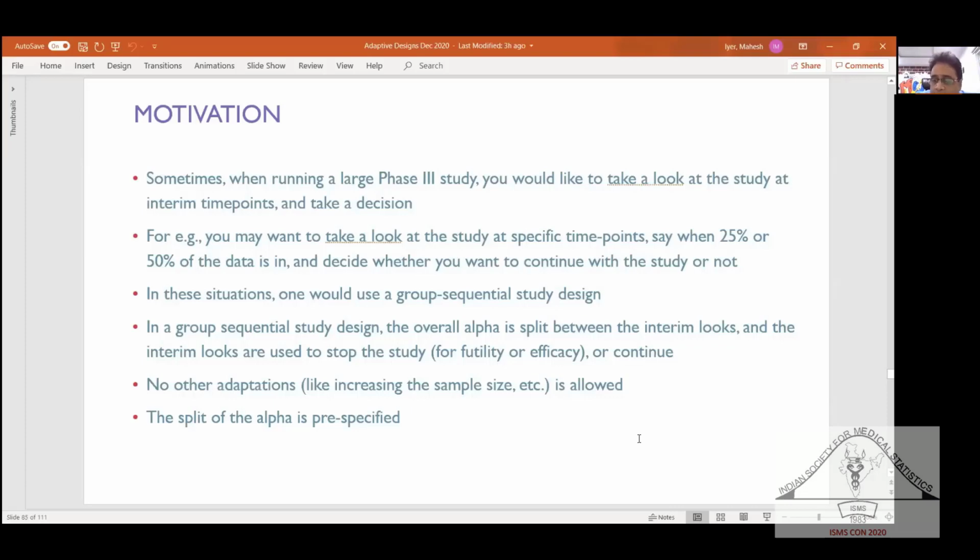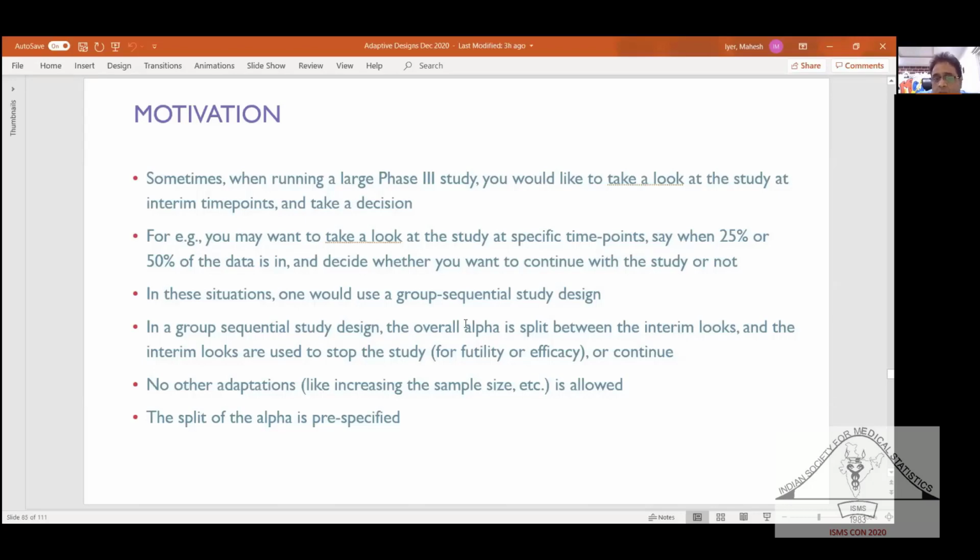So let us say that you're expecting 1,000 patients in the study. You take a look at when 250 patients are in, when 500 patients are in, when 750 patients are in. And you can either stop at 250, at 500, or at 750. If not, then you go all the way to 1,000 and you finish the study. So that's the only adaptation. You can stop early, but that's it. No other adaptations like increasing sample size, etc. is allowed.